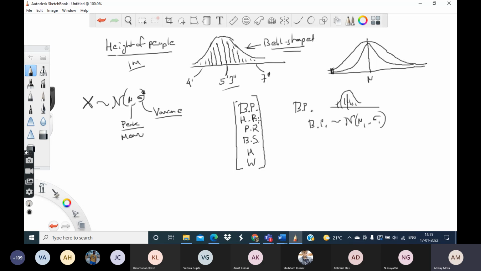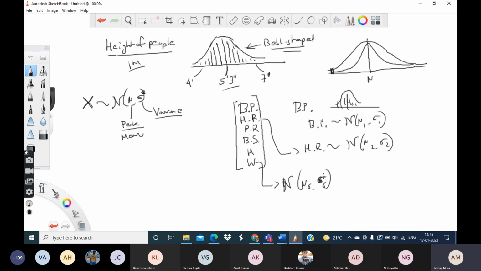Similarly, you take the heart rate. You see this is also looking like that only, so you just go for it. You consider another Gaussian distribution but with a different mu and sigma. Similarly, for the others also, each of them you consider as some separate Gaussian distribution, for which you can allow different values of the parameters.